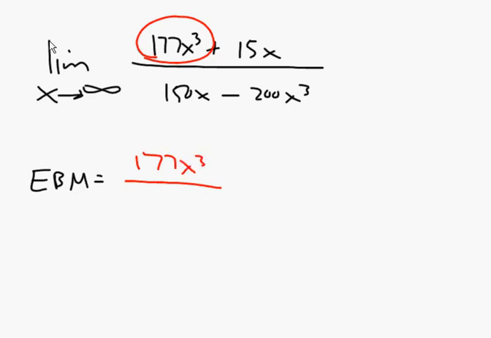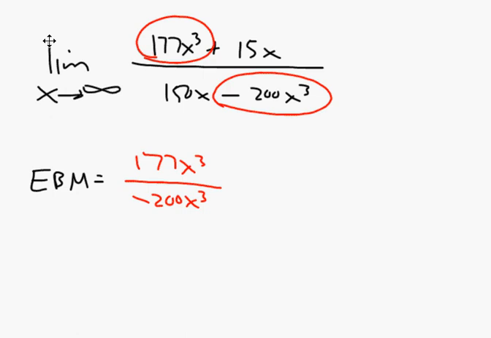And then you divide that by the highest power term of x on the bottom, which is negative 200x cubed. So what we're really saying is when x gets really big, x cubed is more powerful than x. It's going to dominate x. And you can think about that. If you plugged in 100, 100 cubed is way bigger than 15 times 100.